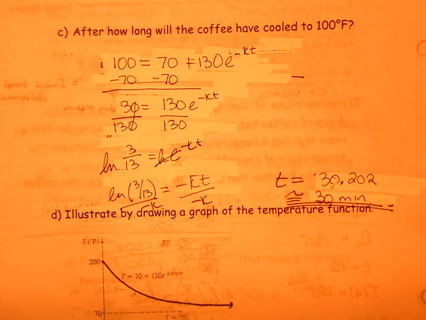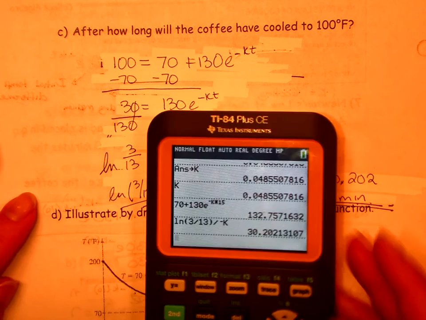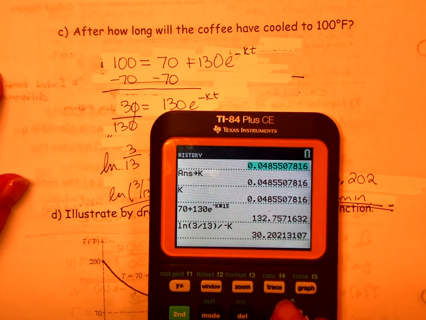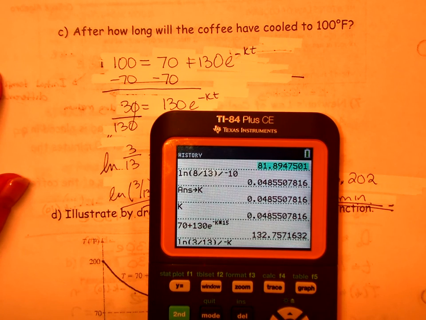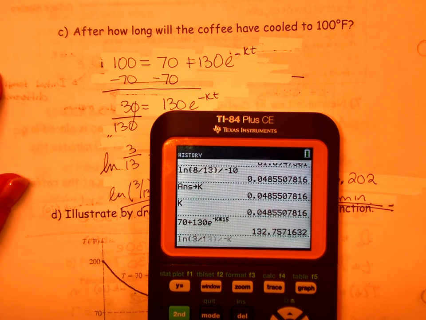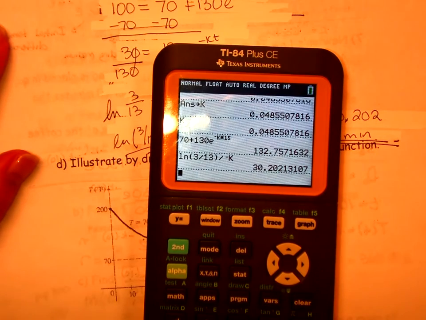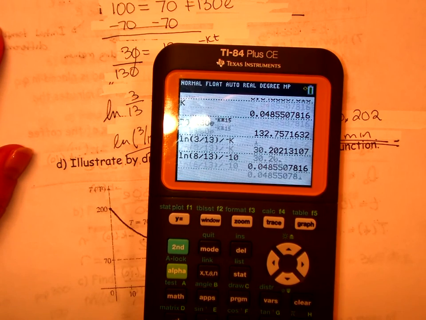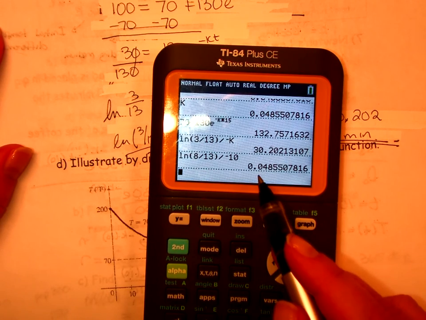All right, so just to go over how to store that variable again, okay? So we found k, ln of 8/13 divided by -10. So let me just do it again. So ln 8/13 divided by -10. That gave me my k value, right?